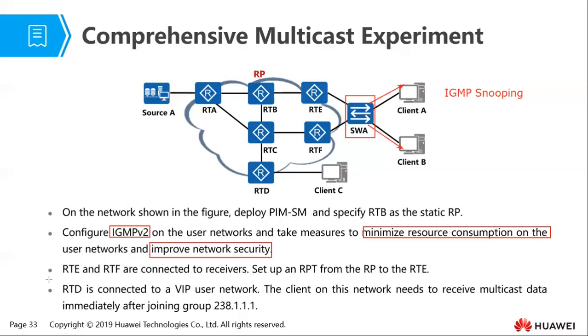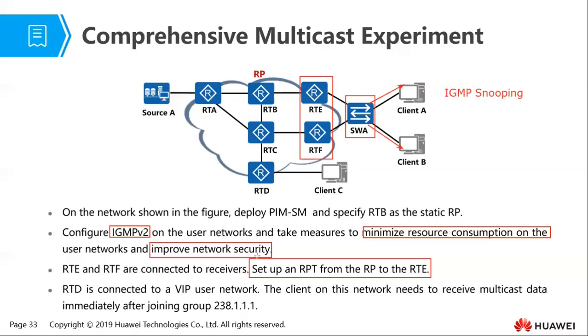Router E and router F are connected to receivers. Set up an RPT from the rendezvous point to router E. So we're talking of these guys, RTE and RTF. You can see RTE and RTF are connected to the same network segment.